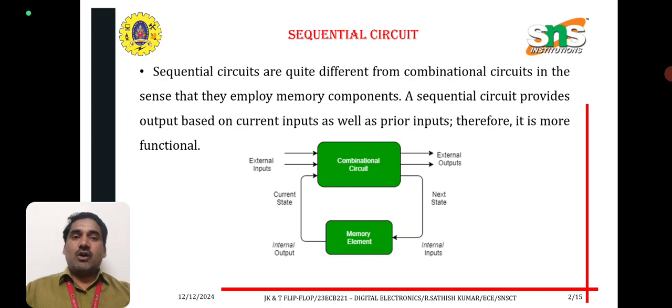It consists of combinational and sequential parts. External input can be given to the combinational circuit, which can produce the output as external output. From the combinational output, the next state can be connected to your memory element. That is nothing but internal inputs, which can produce the internal output that can be connected to your combinational circuit.